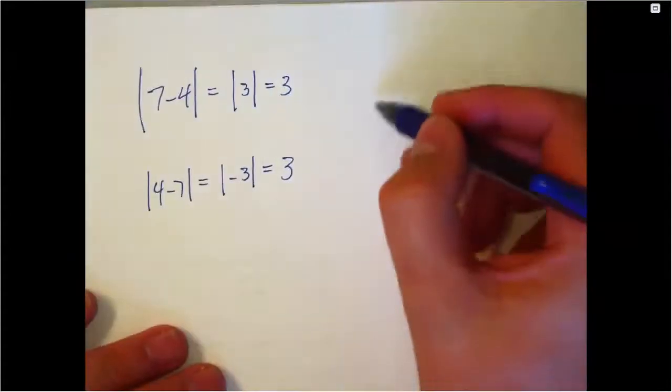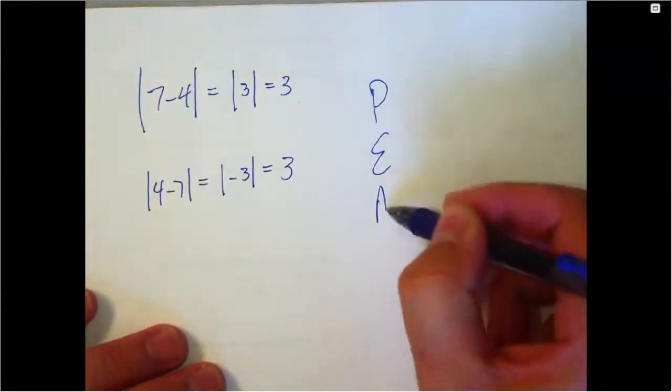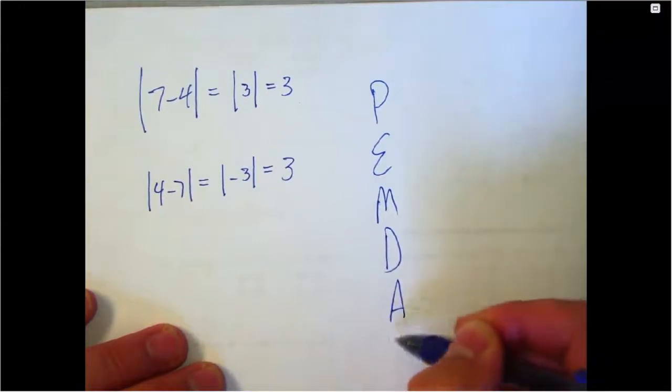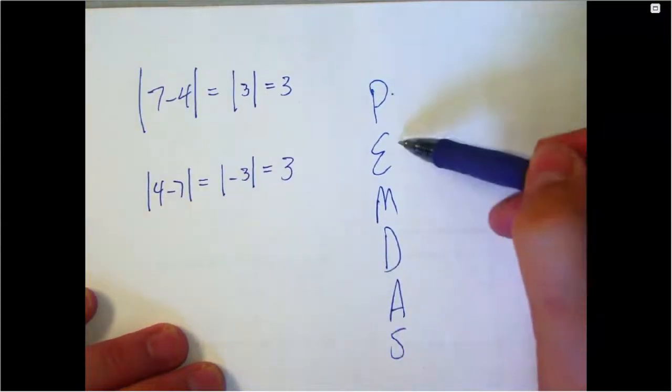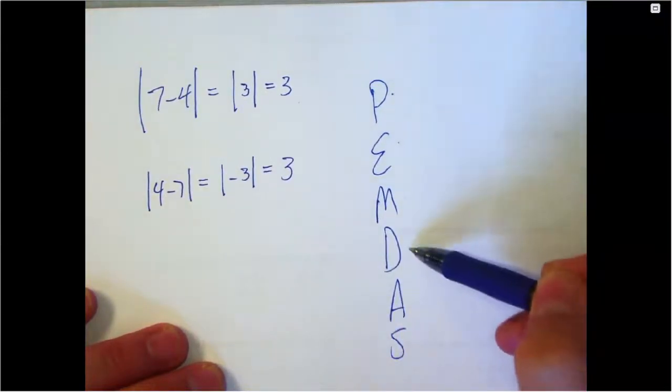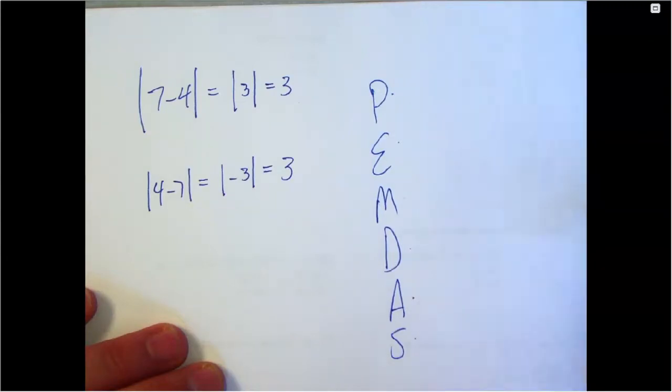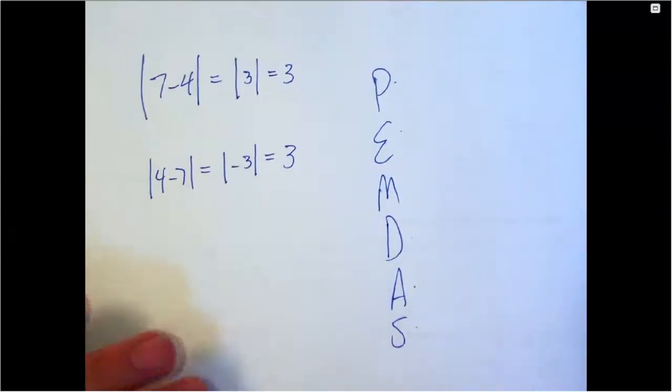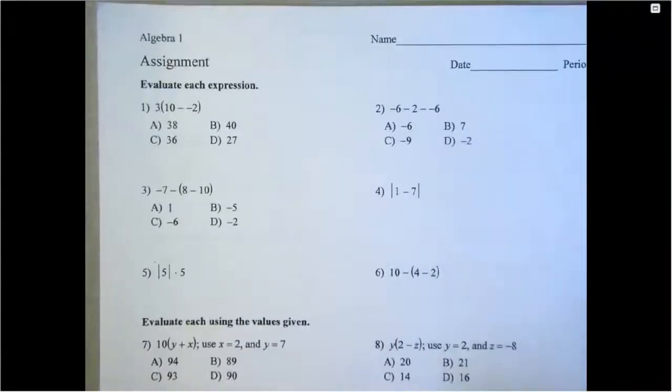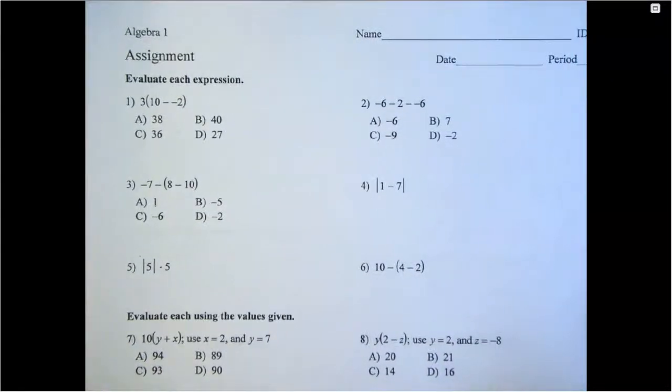So keep that in mind, and then we got the order of operations to worry about too, so PEMDAS, right? So parentheses, exponents, multiplication, division, addition, and subtraction. And it's written on the board as well. So I'm going to pick out a few here and go through them to get you started.